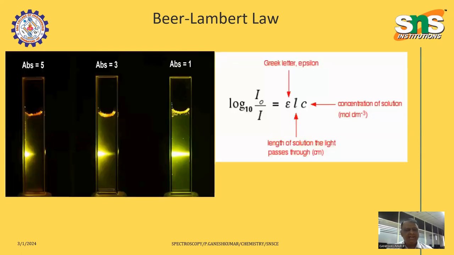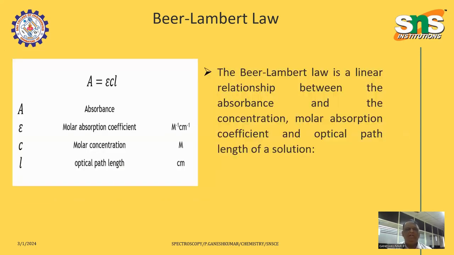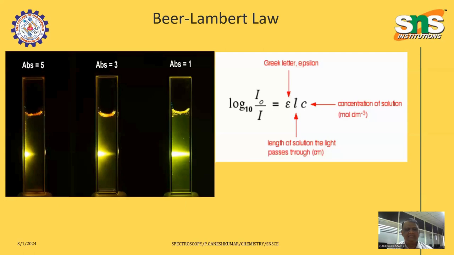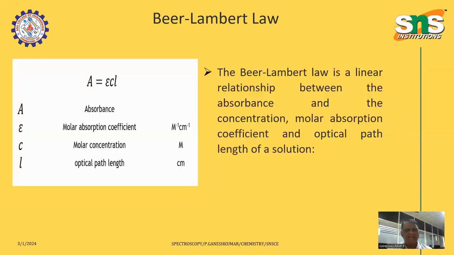We already said log I naught by I to the base 10 is absorption. So the formula can be rewritten as A is equal to epsilon CL. A is absorption, epsilon is the molar absorption coefficient, C is the molar concentration of the solution which we take, and L is the optical path length. That means the length of the cuvette or the container in which the sample is present. So Beer-Lambert's law is a linear relationship between the absorption and the concentration, molar absorption coefficient, and optical path length of a solution.